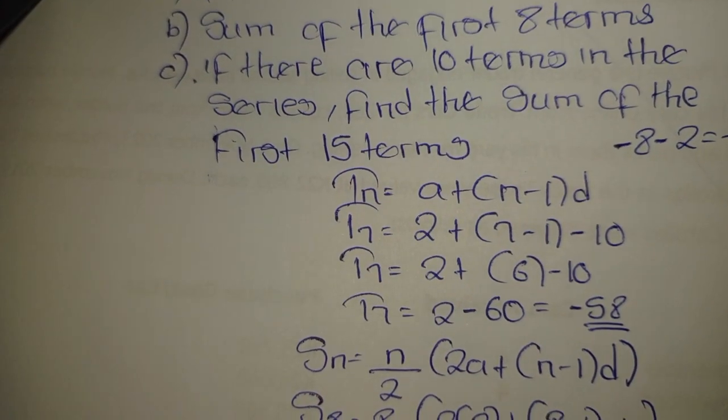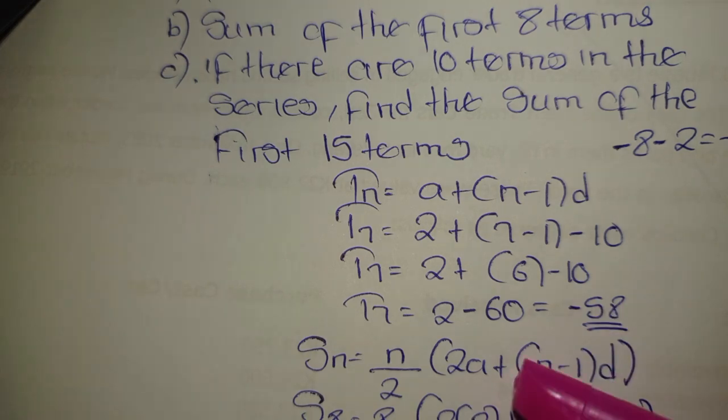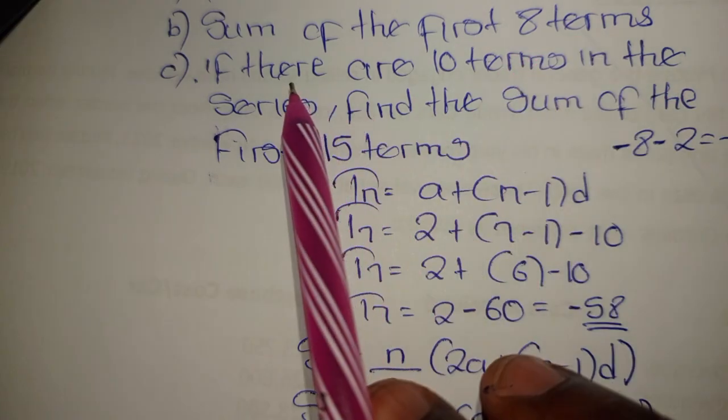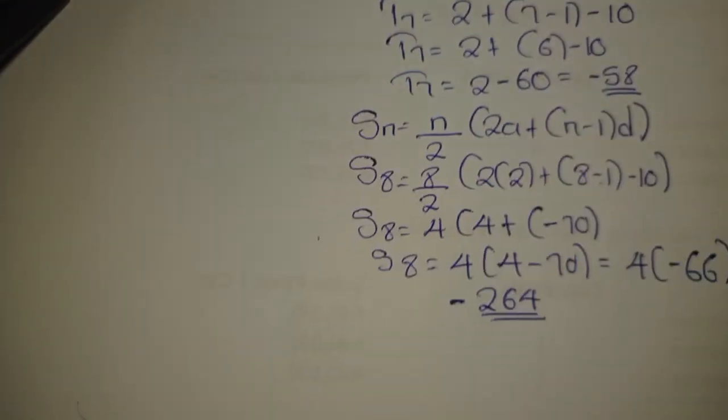Then you have one tricky question, which is the last one, which reads: if there are 10 terms in this series, find the sum of the first 15 terms. They have told you there are 10 terms, so why are they telling you to find the sum of the first 15 terms? You can never find the sum of the first 15 terms, because this is a strict statement telling you there are only 10. So you should only add 10. The other 5 numbers are imaginary. In short, they are zeros.